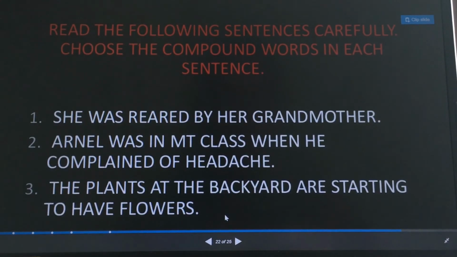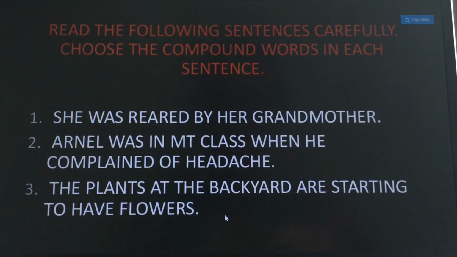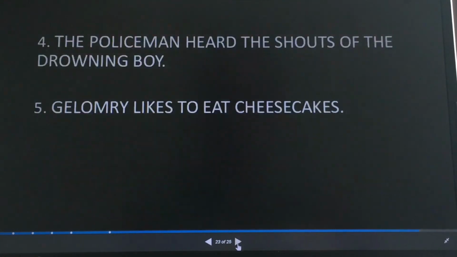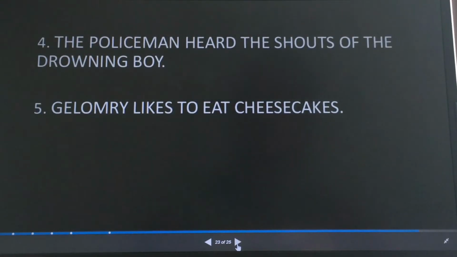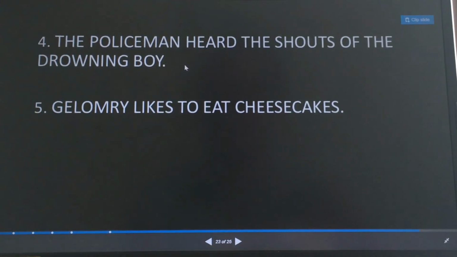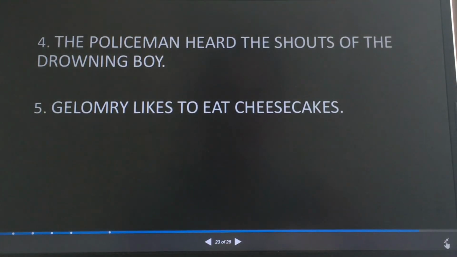How about number 3? The plants at the backyard are starting to have flowers. What is the compound word? Backyard. Okay, very good. Backyard, back and yard. And for the last ones, number 4 and 5. Number 4: The policeman heard the shouts of the drowning boy. What is the compound word here? Policeman. Okay, police and man. That is correct. And for number 5: Jalomri likes to eat cheesecakes. Cheesecake. Got it? So that is all about compound words.